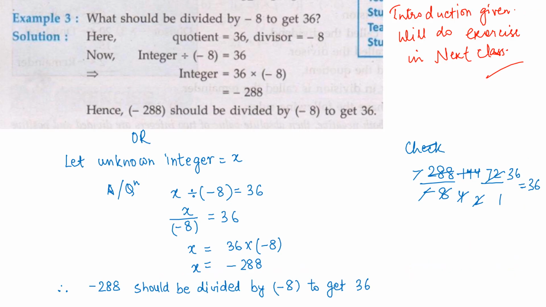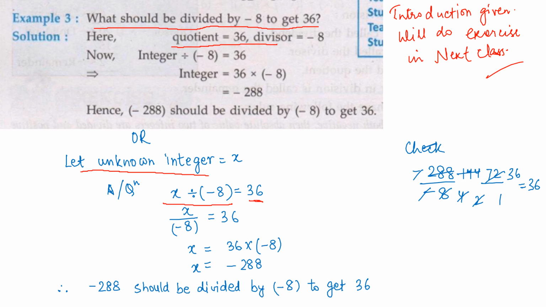Okay. So then we have one more example. Please see it here. What should be divided by minus 8 to get 36? Now they are telling you with the form of quotient and divisor. If you are comfortable, you can follow this method. Or whenever they ask you to find, we always assume a number. Let us say the unknown integer is x. Then x divided by minus 8 will give 36. So x by minus 8 is 36.